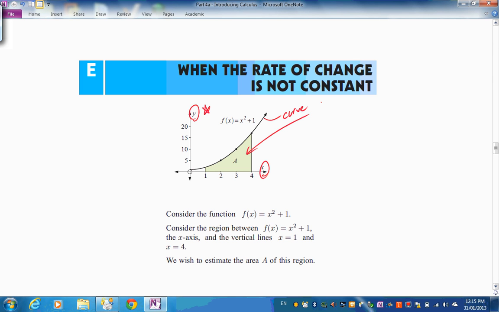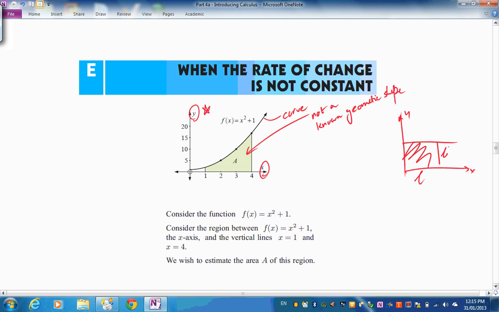Does anybody know a formula for the area of a shape like that? I don't think so. This is not a known geometric shape, if you like. No formula. Back before, do you remember, we had this. That's a rectangle, mate. That's length by breadth. Easy peasy. That one, that's for a straight line. This is a constant value here for y. And this time it isn't. It's not a known geometric shape. So we're in trouble.